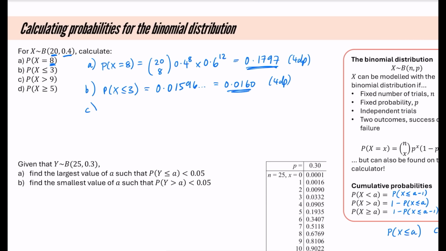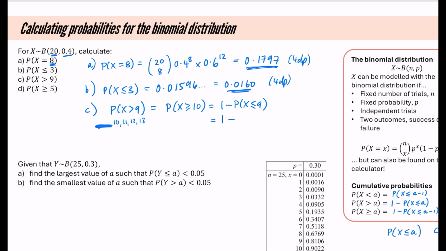Now, if you have the graphics calculator, you can actually do the probability that x is greater than 9 very easily. You can just say greater than 9 is greater than or equal to 10. So you could go straight in and put 10 as your lower and 20 as your upper. But if you don't, greater than 9, we're talking about 10, 11, 12, 13. We are removing all of the ones that are 9 or less. So we'll do 1 minus the probability that x is less than or equal to 9.